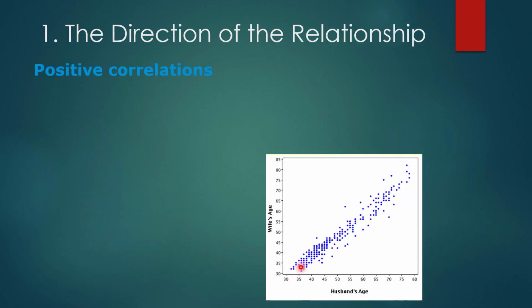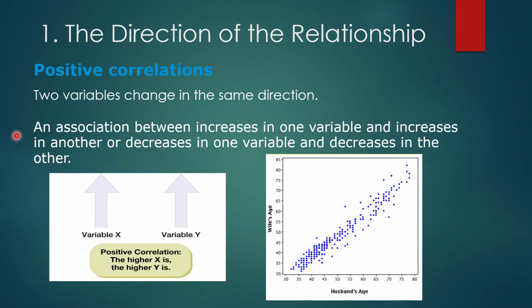A positive correlation, as shown here by this scatter plot, is when two variables change in the same direction. In other words, an increase in one variable is associated with an increase in another variable, or a decrease in one variable is associated with a decrease in another variable. Here, as variable x increases, variable y increases. Another way of saying it: the higher x is, the higher y is. So both variables are going in the same direction.